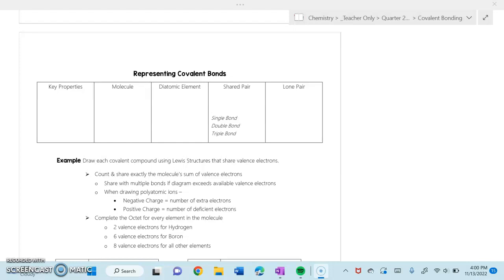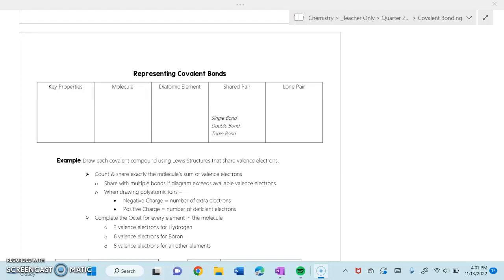It's not a complete and perfect transfer like in the ionic compounds, and they're going to be shared through bonds that connect atoms. Additionally, covalent bonds occur between nonmetals only, so there's no metals involved here. So let's start by talking about their key properties.